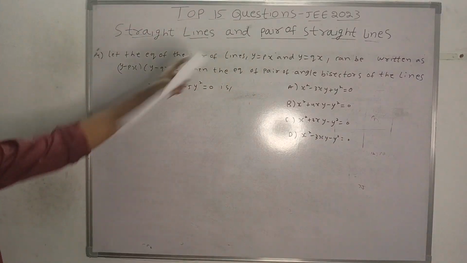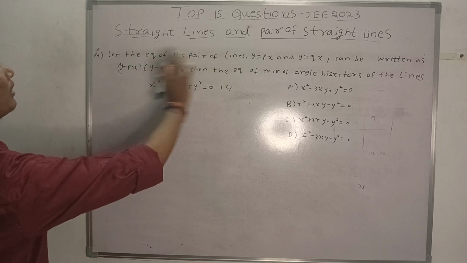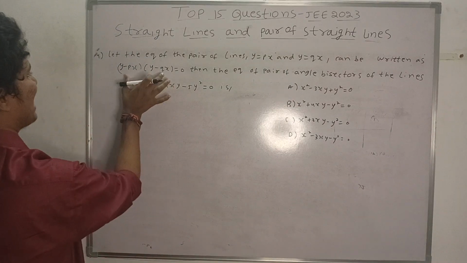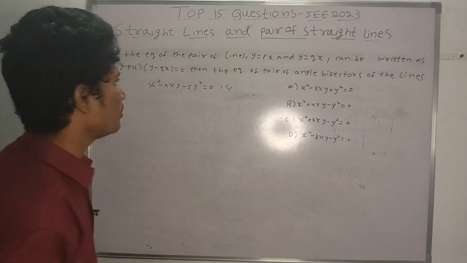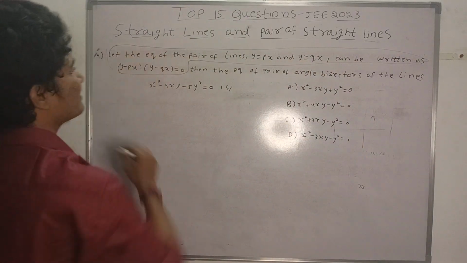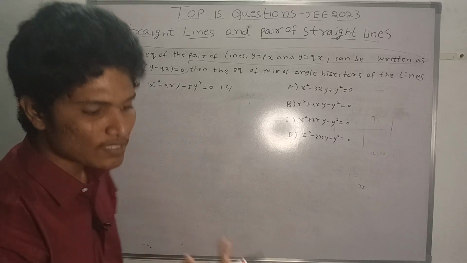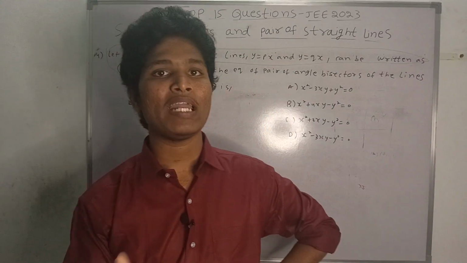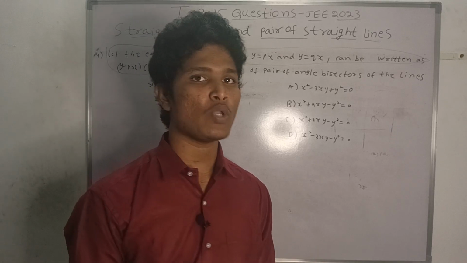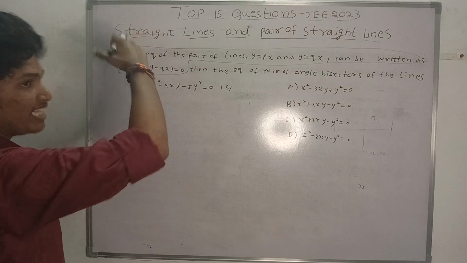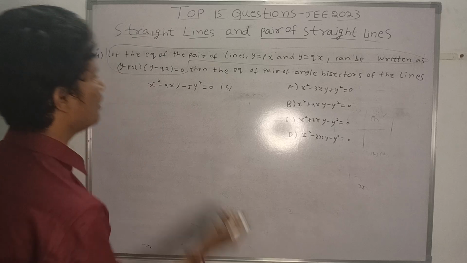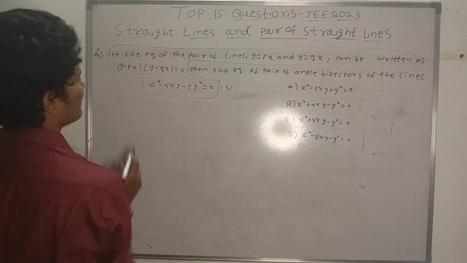So basically this is a question from the pair of straight lines, and they have given that the pair of lines y equal to px and y equal to qx can be written as y minus px and y minus qx. You already know this, there is no sense in thinking about it, because this is the theory. When there are two lines of the form y equal to px and y equal to qx, you can write the pair of lines as (y minus px)(y minus qx) equal to 0. So basically this is theory. They are asking for the equation of the pair of angle bisectors of the lines. So basically the final question is you have to find the angle bisectors for these lines.